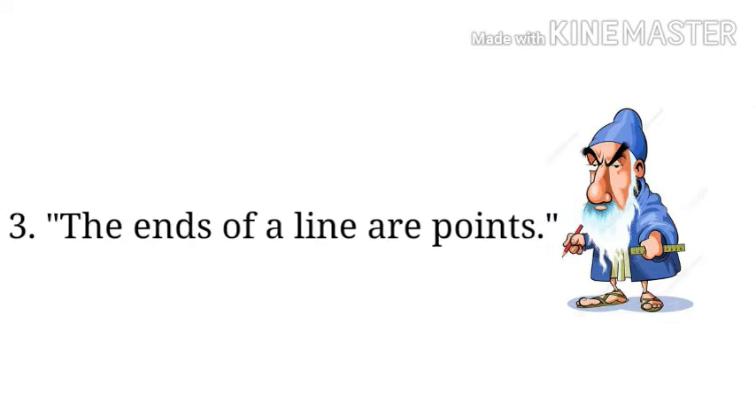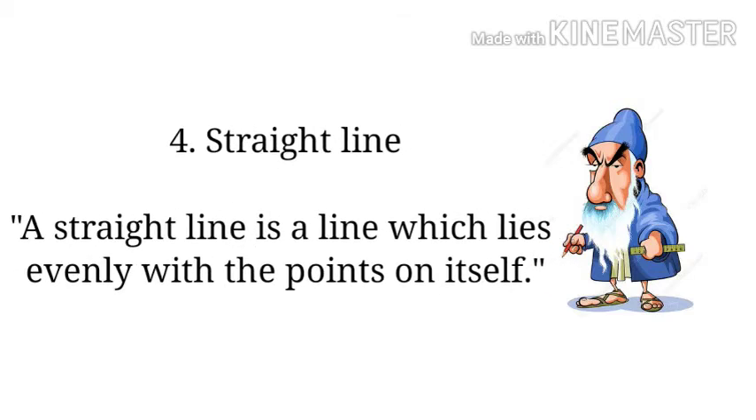Based upon the definition of a line, Euclid also said that the ends of a line are called points. It is true, right? It makes sense. Whenever we draw a line, at the ends of the line we always say that there are end points. So ends of a line always have points. A straight line. Euclid said that a straight line is a line which lies evenly with the points on itself. I repeat, a straight line is a line which lies evenly with the points on itself.